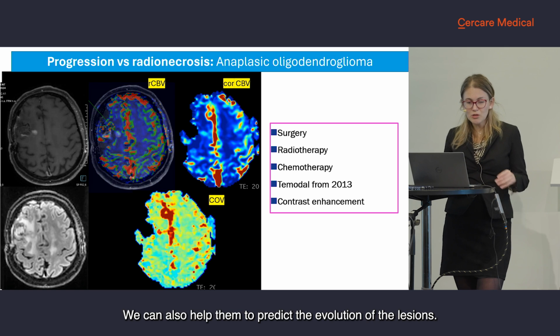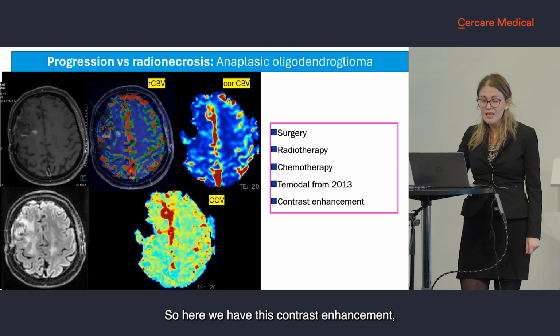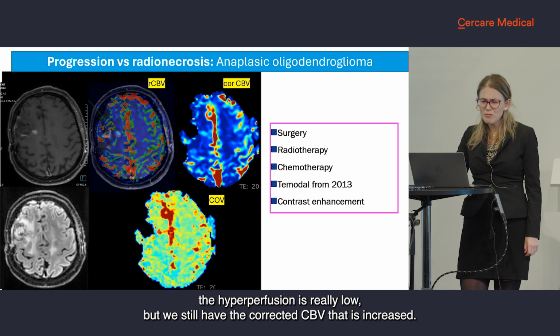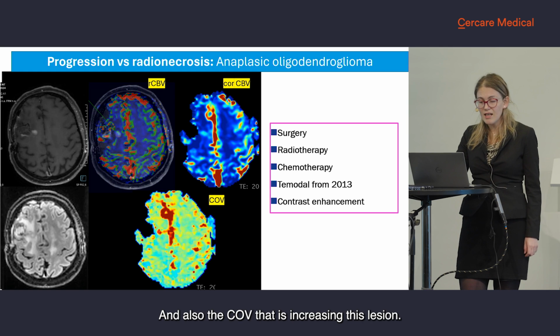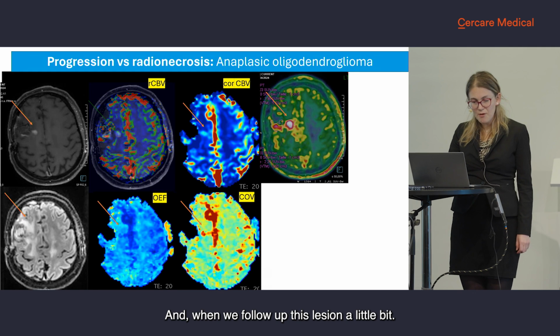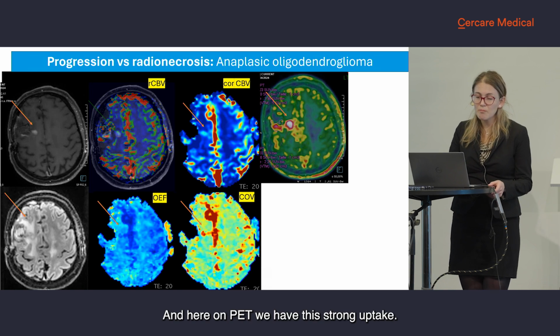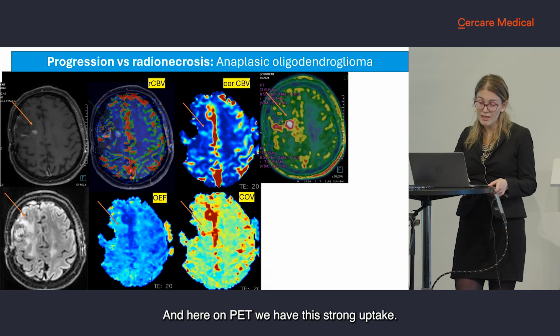We can also help to predict the evolution of the lesion. Here we have this contrast enhancement. The hyperperfusion is really low, but we still have the corrected rCBV that is increased, and also the curve that is increased in this lesion. And when we follow up this lesion a little bit, so this was just 1 month. And here on PET, we have this strong uptake.